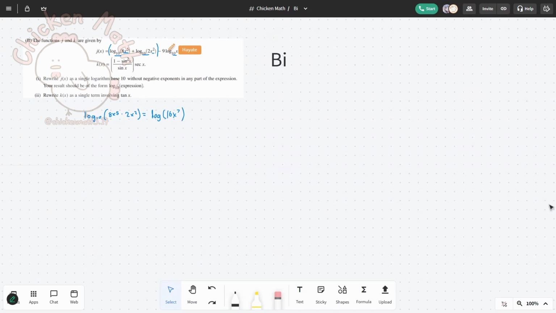Another log property to note is that you can bring an exponent out, which means that you can bring the outside back to an exponent. And I know that sounds really confusing, but that just means that 9 log base 10 of x is the same thing as saying log base 10 of x to the 9th.